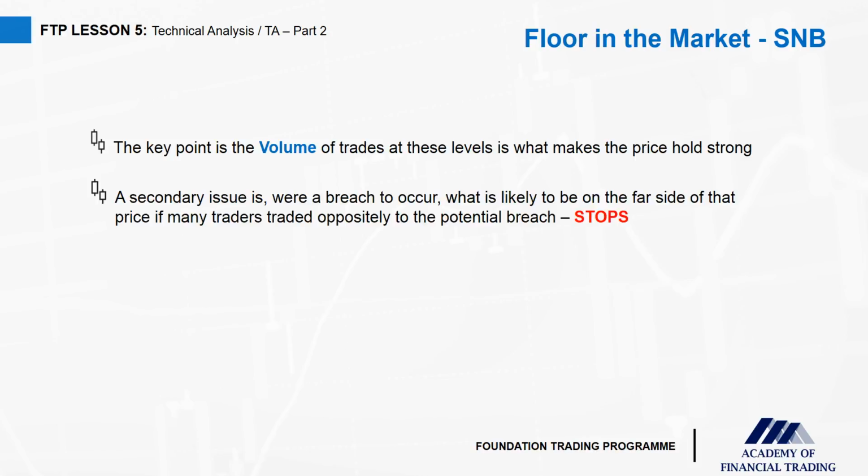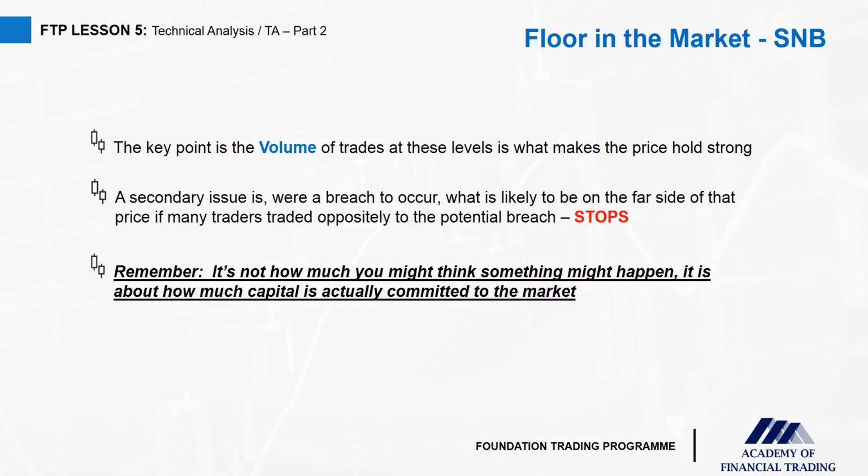So a secondary issue to remember is if a breach were to occur, and when I say breach, I mean a sudden change above the ceiling or below the floor, which is what we'll be looking at, what is likely to be on the far side of that price if many traders traded oppositely to the potential breach stops. So it's not how much you think something might happen, it is about how much capital is actually committed to the market. Okay? Now this might seem like a bit of an abstract statement right now, but don't worry, as we go on, it'll start to make more sense. We are looking for when people do something wrong. Market maker trading, we win when other people make mistakes.